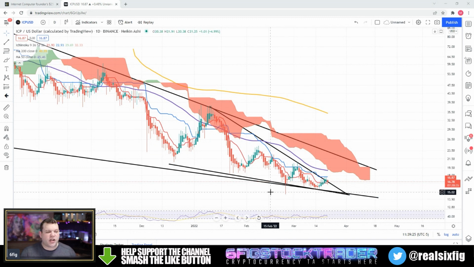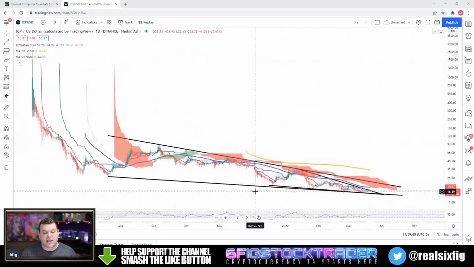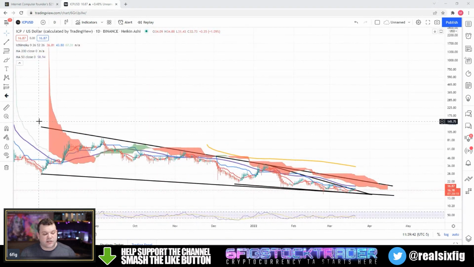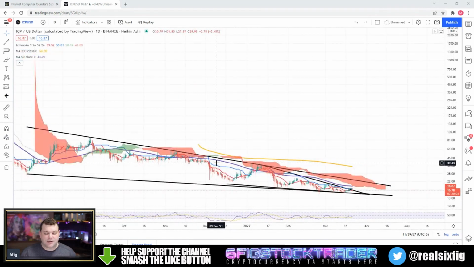So let's get right into ICP. The price right now is $16.87. We are looking at the daily chart, and things are looking halfway decent for Internet Computer at this point in time. We can see that on a grander scale, dating all the way back from July 20th, 2021 to September 2021 to current day, we have a gigantic falling wedge on the charts for ICP. This is a very bullish thing to see.